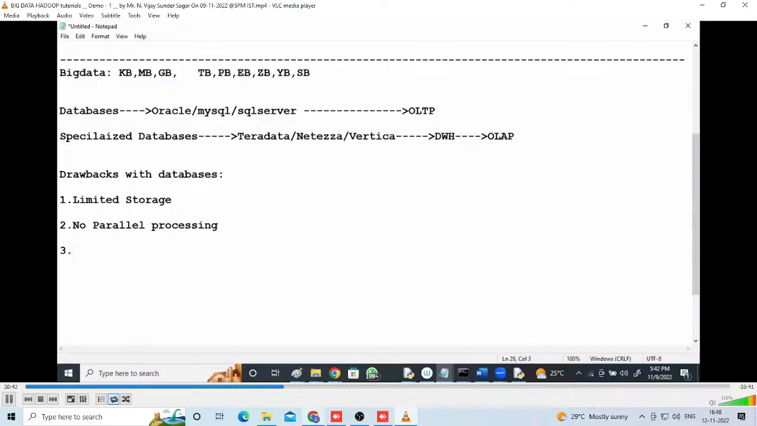And if you observe, if volume increases, speed decreases. For example, if I take some SQL query: select sum of amount from sales one.